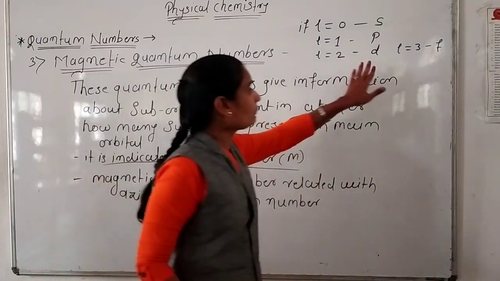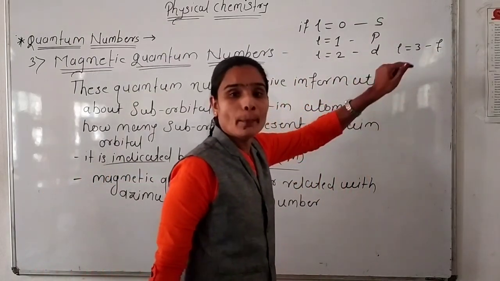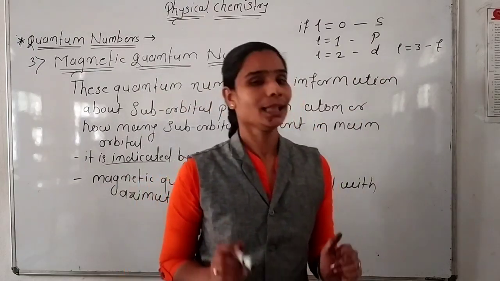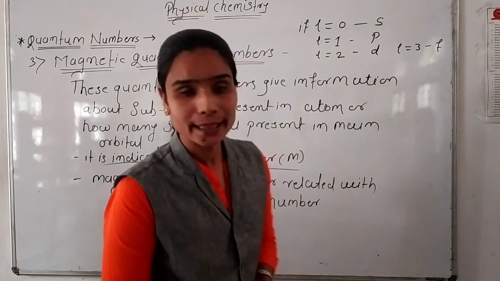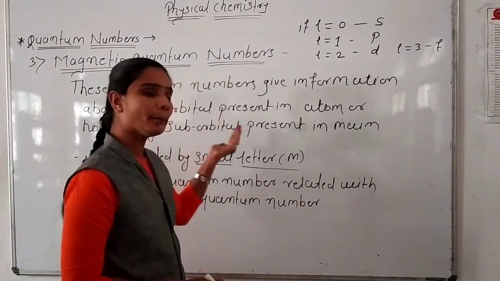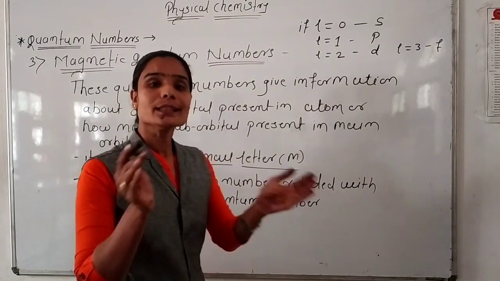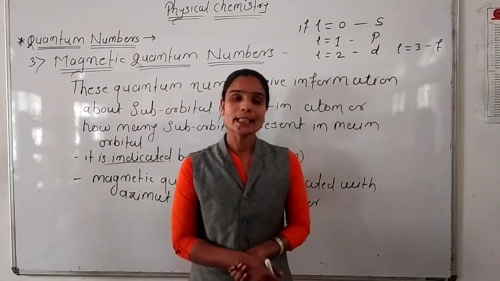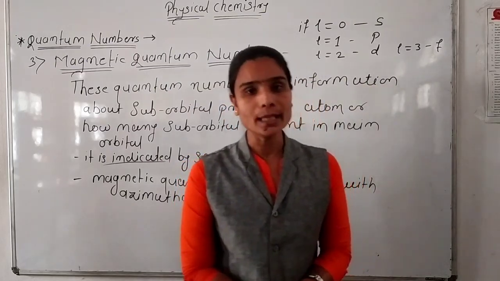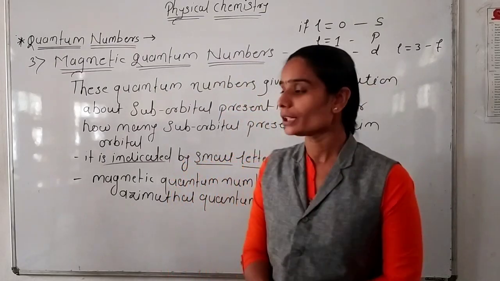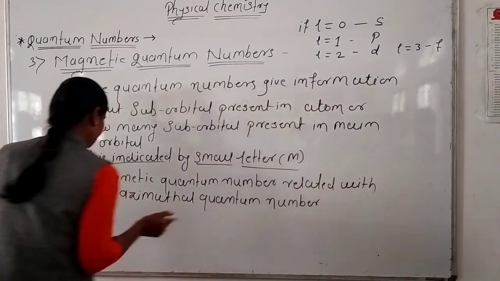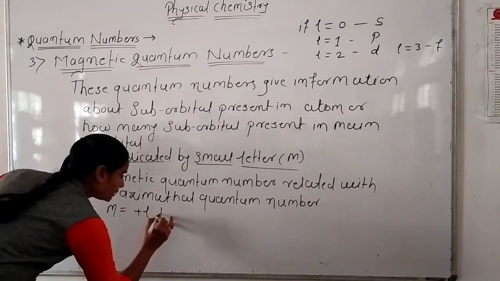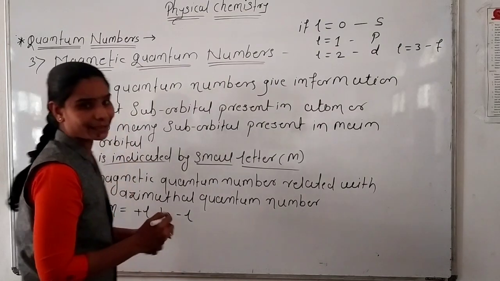And this information of the main orbital present in an atom is given by the azimuthal quantum number. Okay, and the magnetic quantum number gives the information about the suborbitals present in this main orbital. The magnetic quantum number is related with the azimuthal quantum number, so that small m is equal to plus L to minus L.